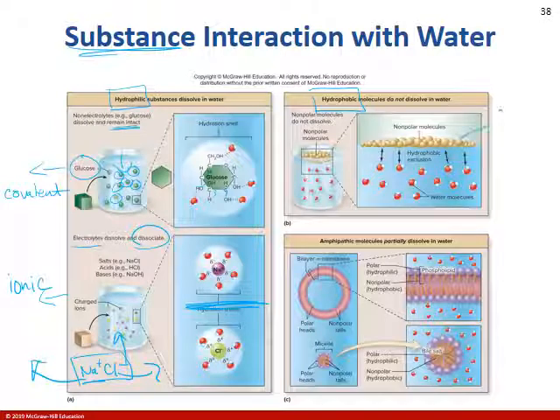You have some hydrophobic, water-fearing. Think of fats, right? We call them lipids in biology, but fats don't like water. Fats will form little fat droplets or particles to get away from water. And then you have some molecules that will partially dissolve in water.